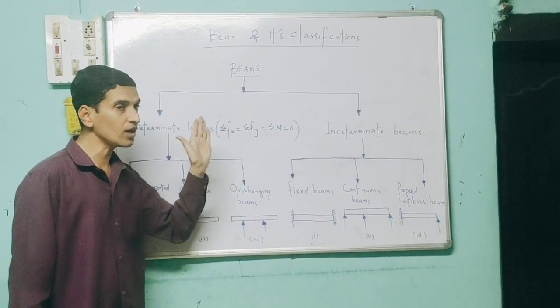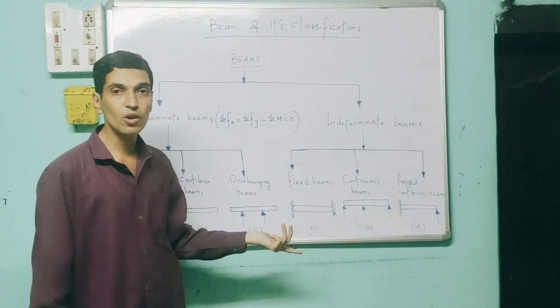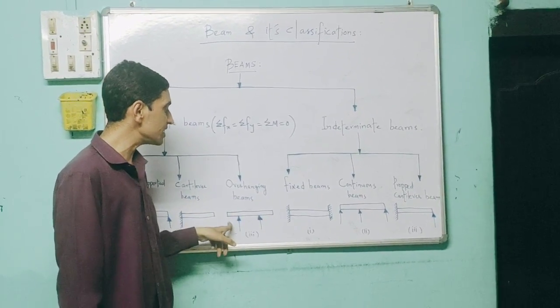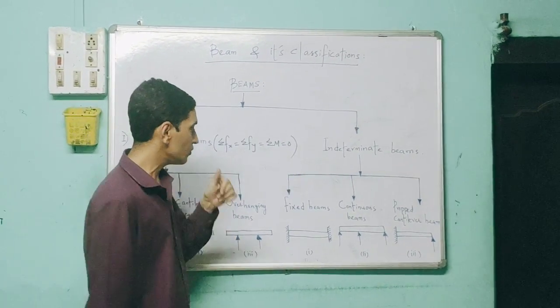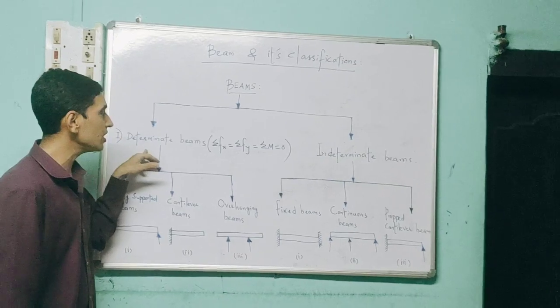Suppose it overhangs only on one side, it is called single overhanging. If it overhangs on both sides, it is known as a double overhanging beam. So these are the three types of beams coming under determinate beams.